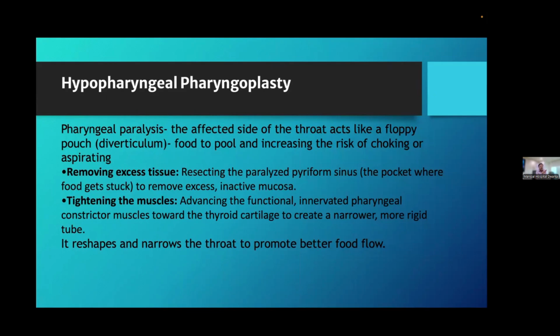Hypopharyngeal pharyngoplasty again. So what happens when there is a pharyngeal palsy on one side, the food pools on that side, and because it is not contracting, the patient is not able to propel the food towards the cricopharynx, and there is a bulge. It's just like having a diverticulum-like thing. And what you do is basically you resect this excess portion.